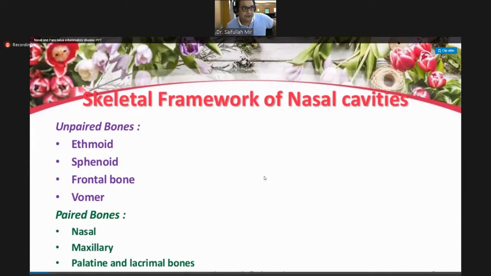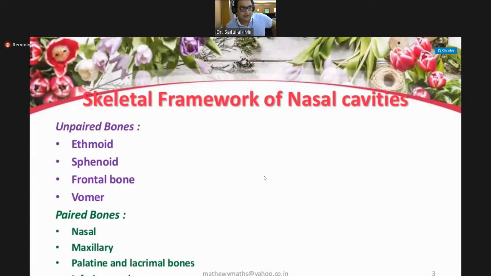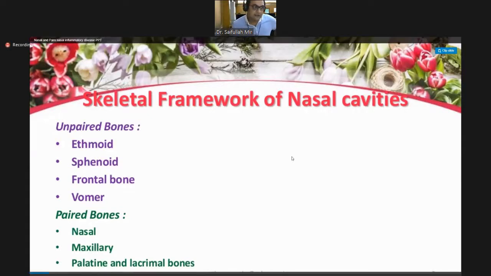And so basically, the nose is made up of different bones. Okay? They're unpaired bones, they're paired bones. And the unpaired bones are the ethmoid, sphenoid, frontal, the vomer, which is in the middle, and the paired bones are the nasal bones, the maxillary bones, the palatine bones, and the lacrimal bones. Basically, the ones on the side. The ones in the middle, they are single.